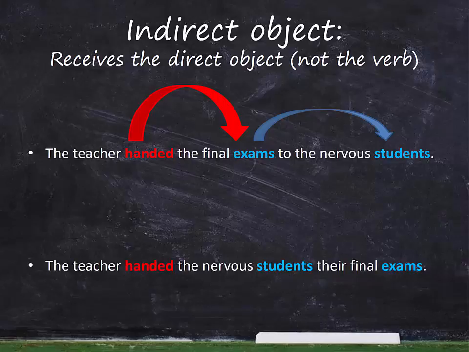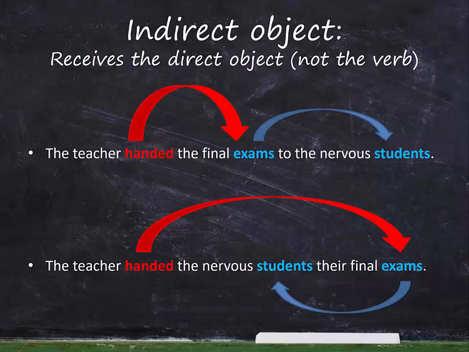Sometimes the indirect object can come before the direct object. The teacher handed the nervous students their final exams. But even though the objects have switched places, that doesn't change what they are. Exams is still the direct object because it's the thing the teacher picked up and handed out. Students is still the indirect object.